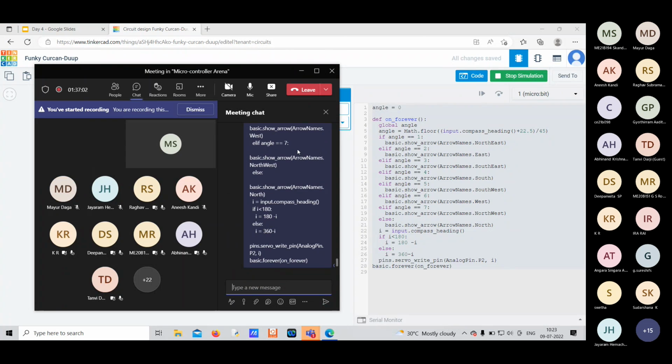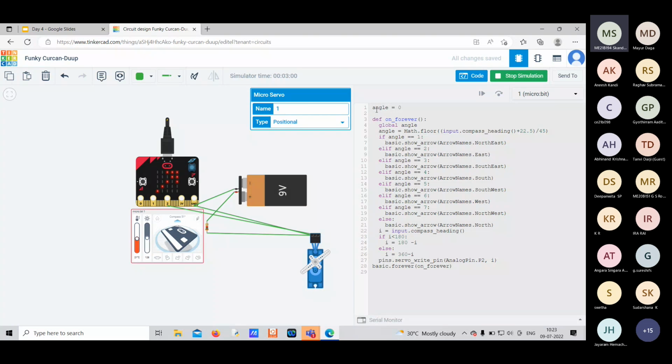So I'll go through the code once again. Initially, you want your pin or angle at any cost to be in the north direction. And that is your case with a microbit also, which again starts from north, which is 0 degrees. So basically, we'll be changing the angle through your function, throughout your forever loop, which is the looping statement of the microbit controller.